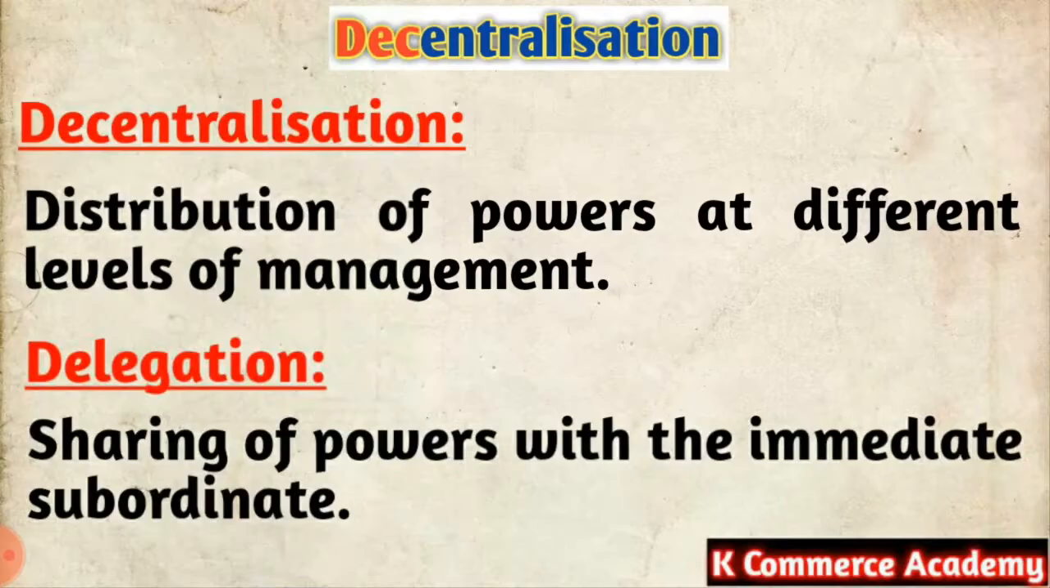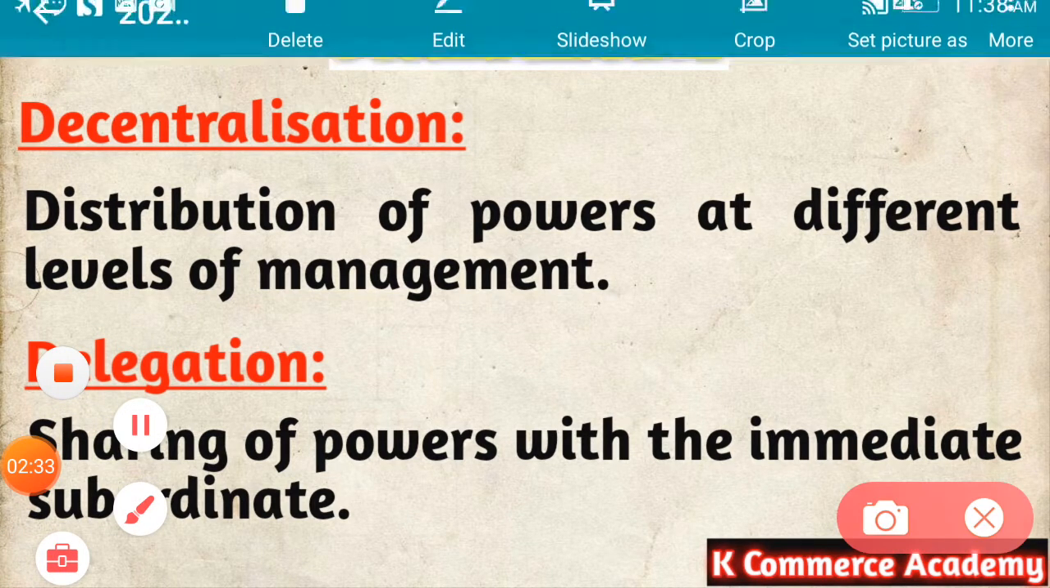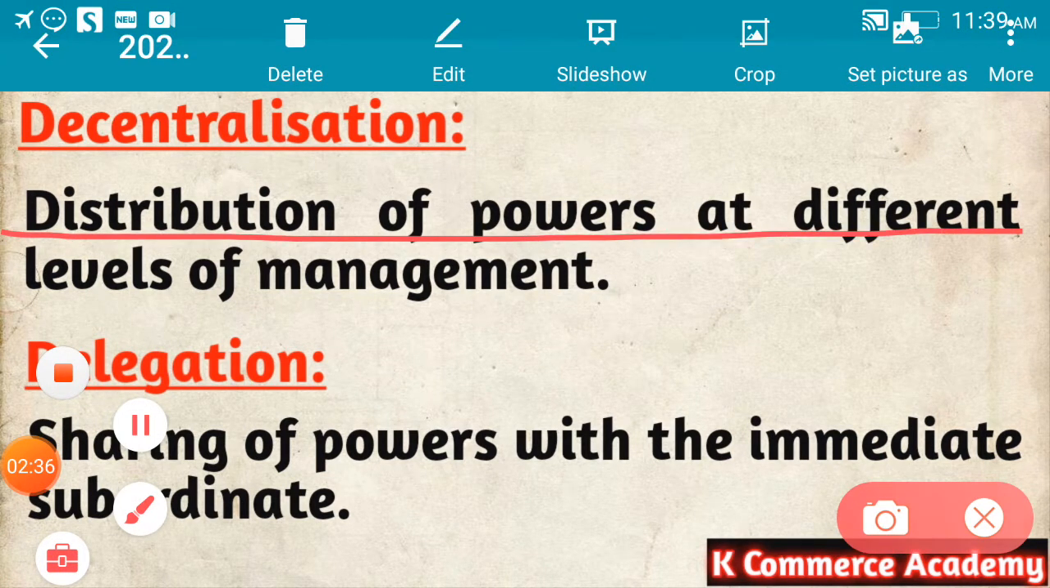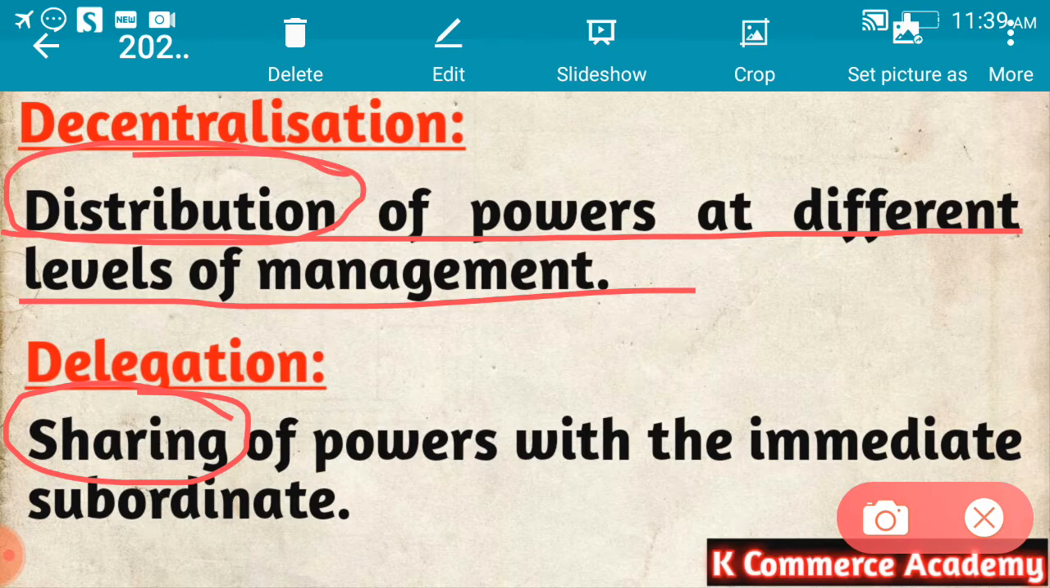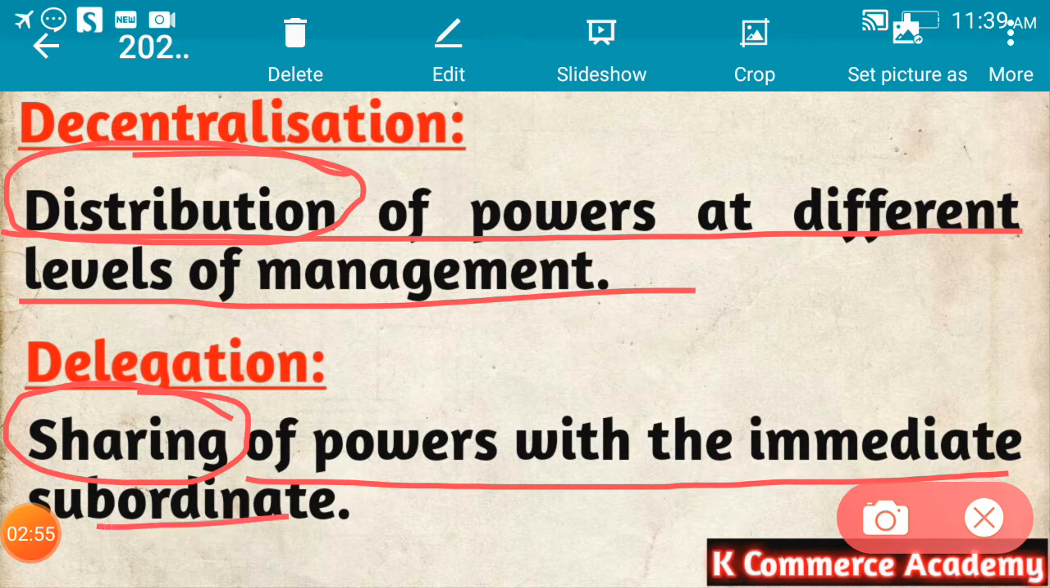Now there is a need to understand the difference between decentralization and delegation also. Decentralization means distribution of powers at all the levels of management, while delegation refers to sharing of powers. Just concentrate on these two words. Decentralization means distribution of powers at all the levels of management, while delegation refers to sharing of powers with the immediate subordinate only.